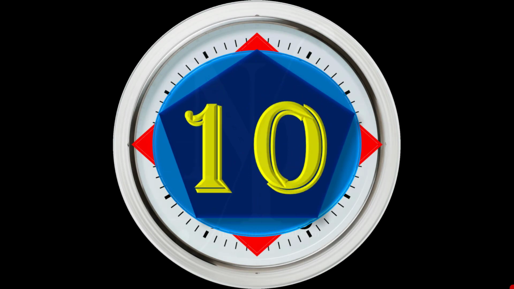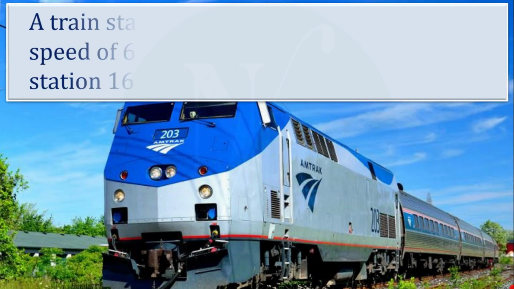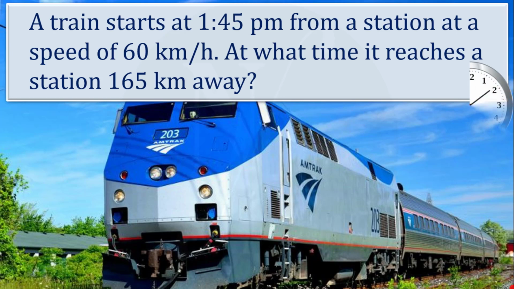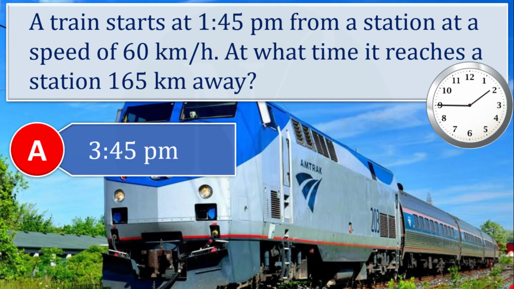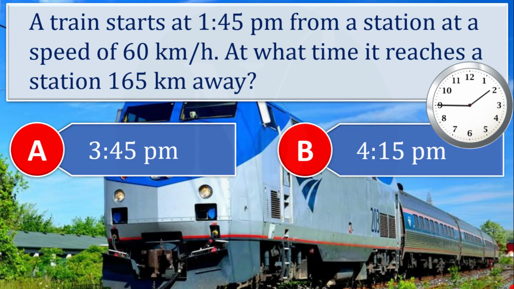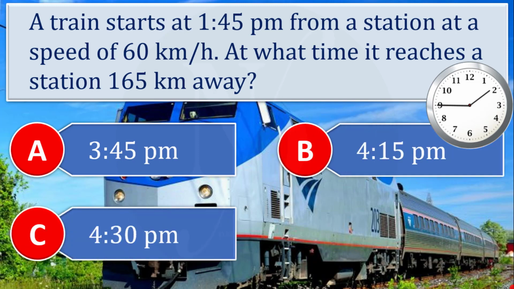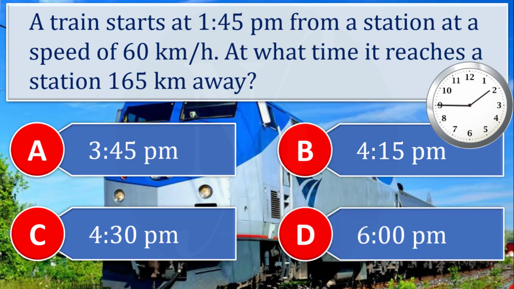Question number 10. A train starts at 1:45 p.m. from a station at a speed of 60 km per hour. At what time it reaches a station 165 km away? 3:45 p.m., 4:15 p.m., 4:30 p.m., 6:00 p.m.